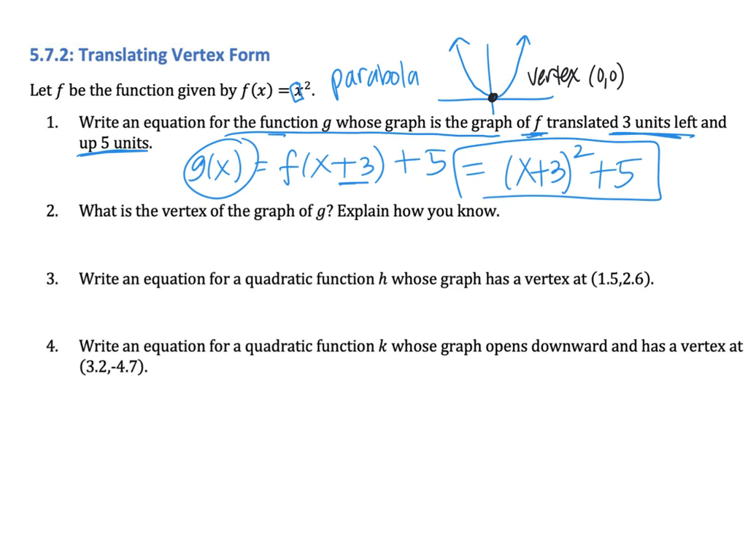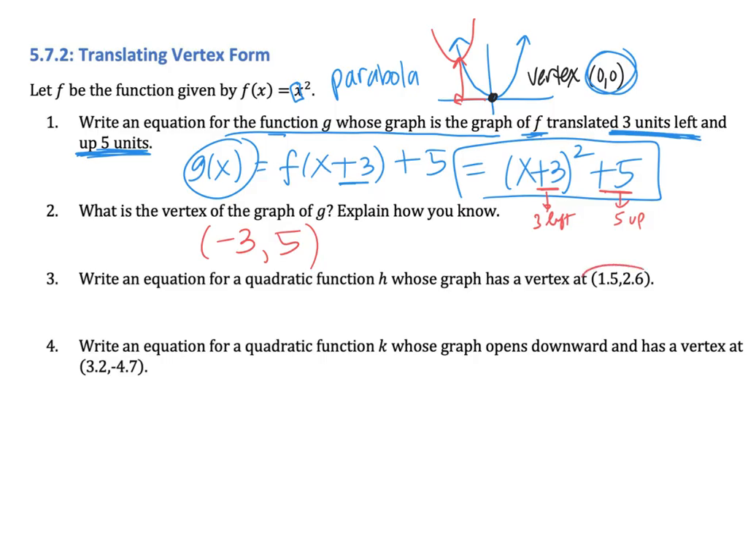Where is your vertex? Well, if we were at 0, 0, and we moved 3 units to the left and 5 units up, then from 0, 0, I'm going to go 3 units to the left and 5 units up. So my new vertex is up here. So hopefully you're saying to yourself, that's just -3, 5. So you can see here my vertex is at -3, +5, because this means 3 to the left and this means 5 up.